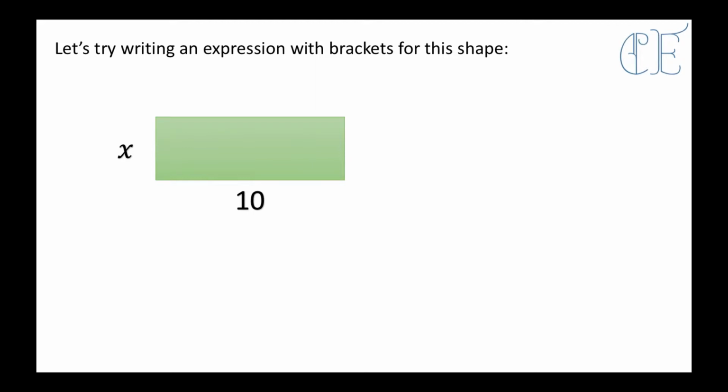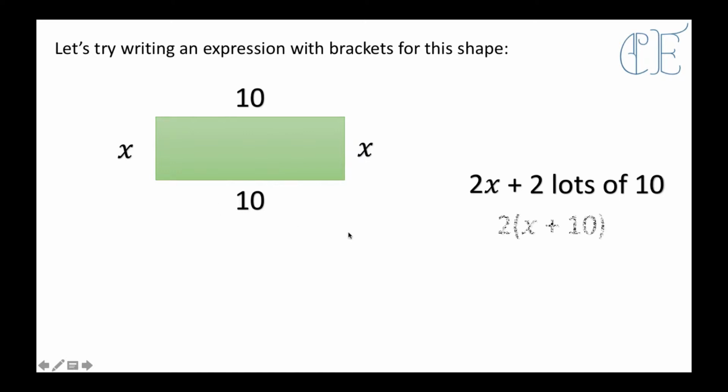Let's try writing an expression for this shape. So we have this side measuring x and this side measuring 10. Now, if this side measures x, then this side must also measure x. And if this side measures 10, this side must also measure 10. We have 2 lots of x, one there and one there, and we also have 2 lots of 10. Okay, so we could write it like this: 2 lots of x plus 10.